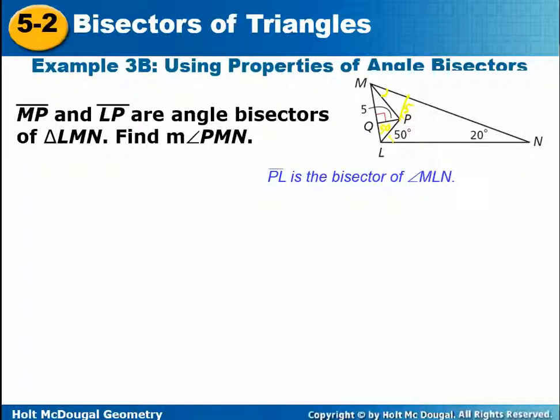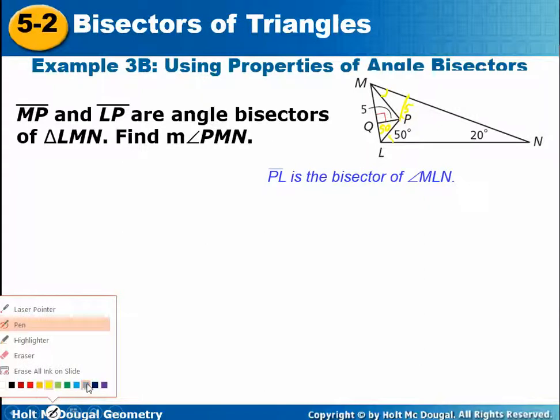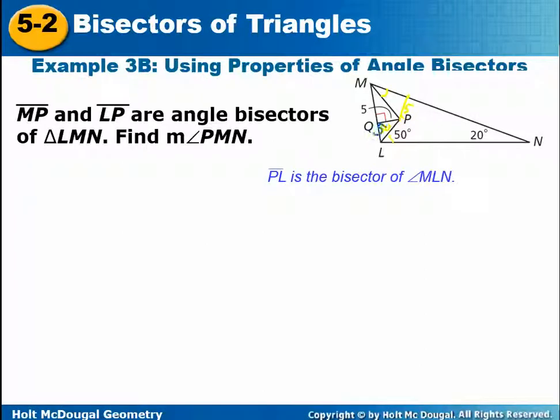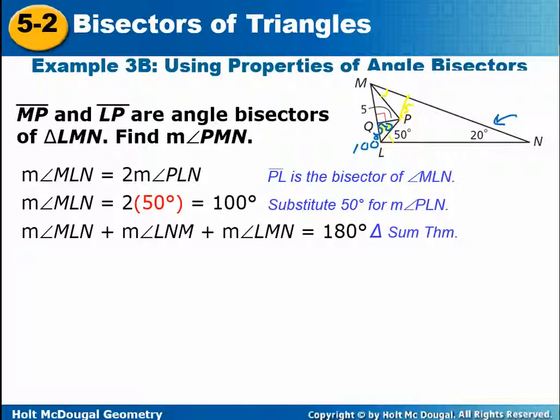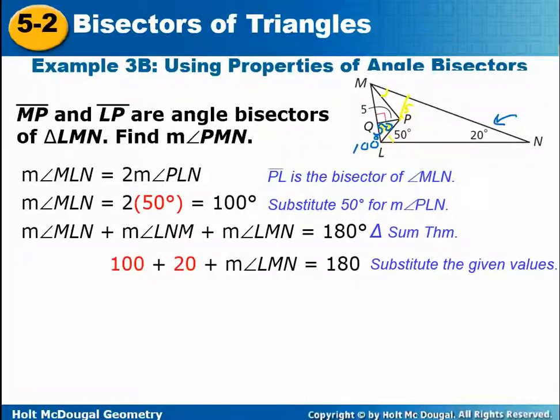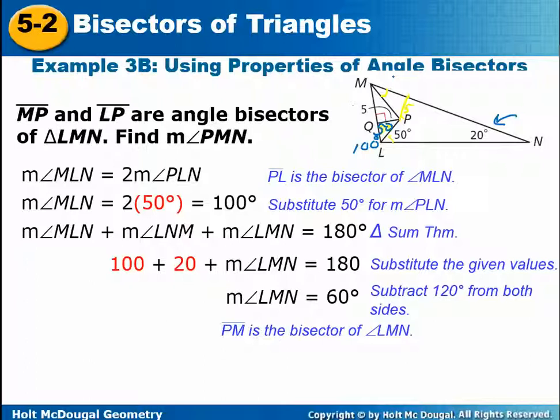I should change from yellow, huh? So this is also 50. So that's 100, this angle. We know over here that this angle is 20. And we know that the triangle sum theorem from last chapter says that there is 180 degrees in every triangle. So we know that altogether 100 plus 20 plus whatever angle M is 180. Which means that we have 60 degrees up here.